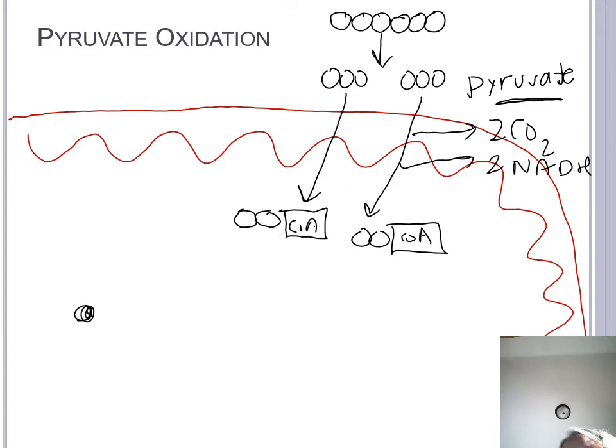These little 2 circle molecules down here with the CoA on them have a name. I just gave it away. These are called acetyl-CoA molecules. And that process, as we've drawn it out, is pyruvate oxidation.